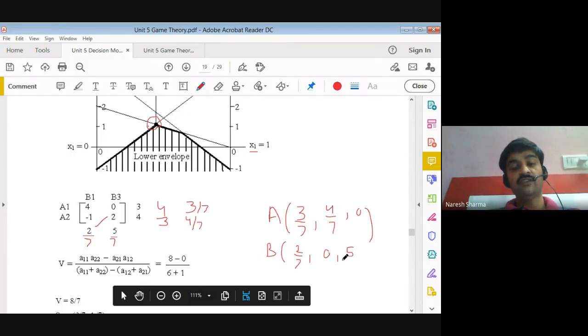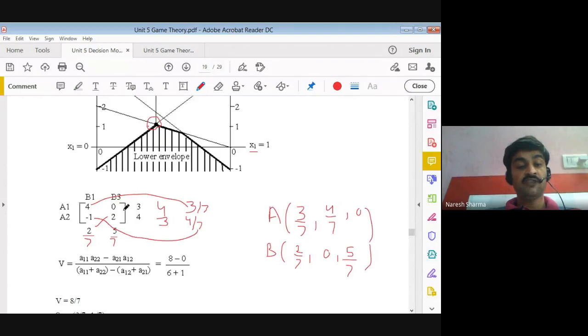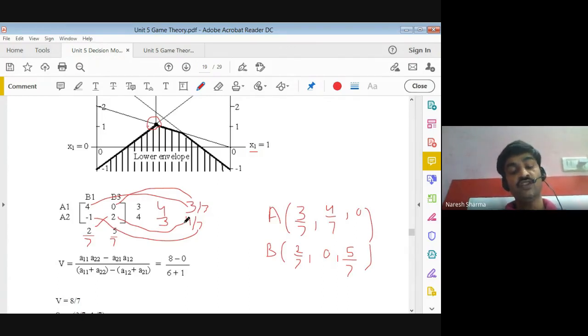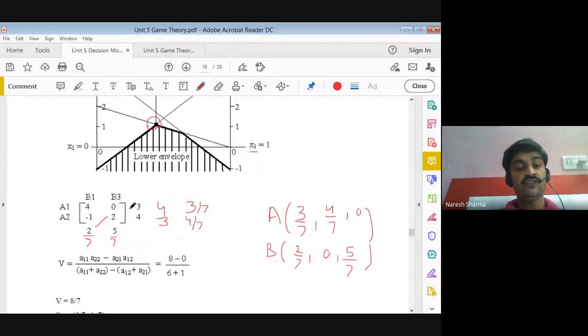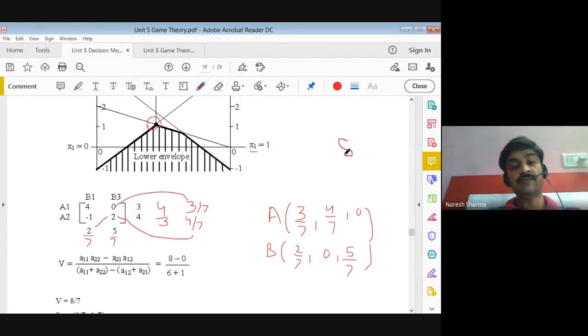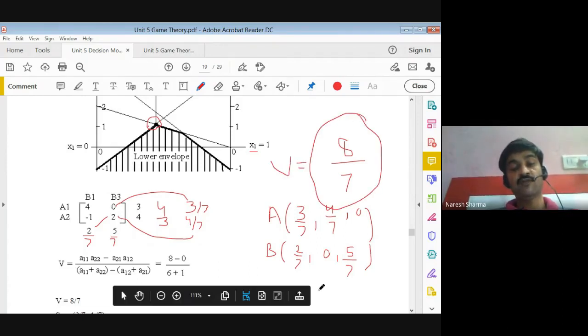So also we require the value of the game. For the value of the game, we just multiply these probabilities with the corresponding values and then add. It's your choice, you may choose any one row or any one column. For easy calculation, I can go for this: 0 into 3 by 7 is 0, 2 into 4 by 7 is 8 by 7. So the value of the game for player A is 8 by 7, and for player B, it is minus 8 by 7.